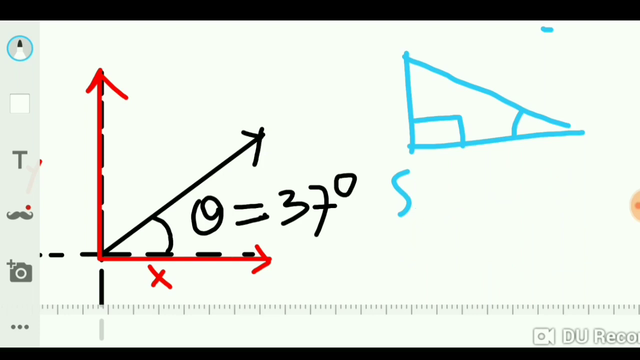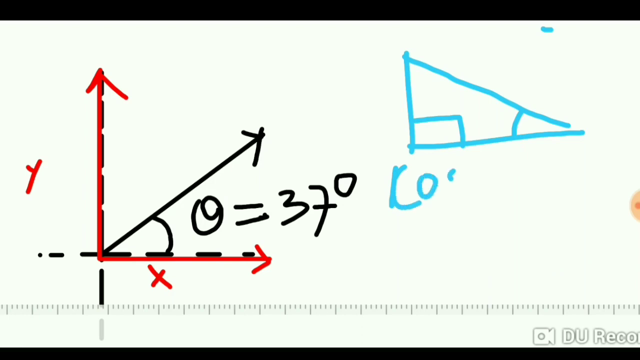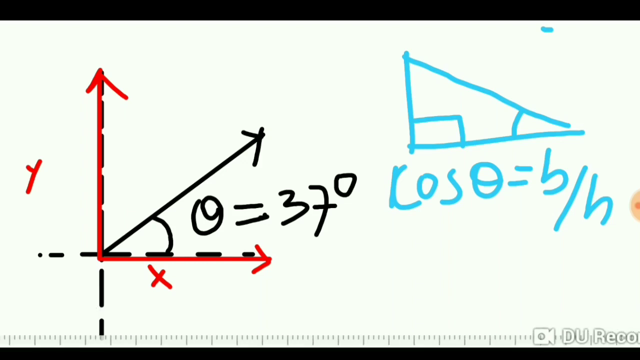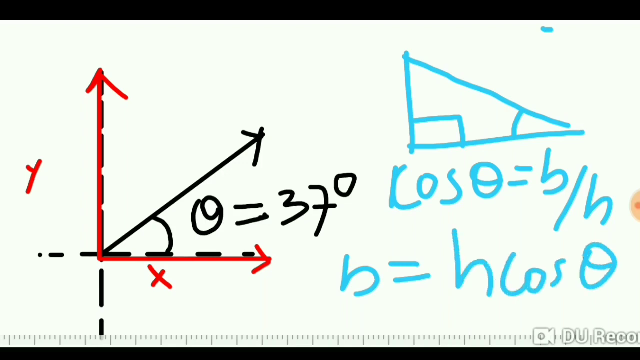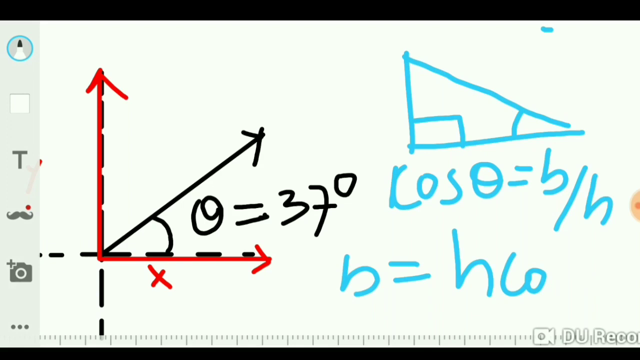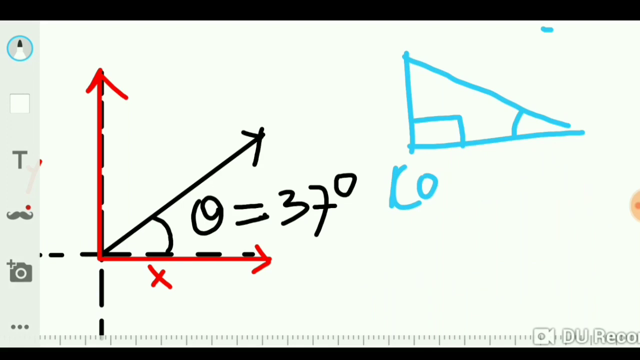But that was the y component, as you all know. The perpendicular is the y component. Now let's say we need to take out the x component. What to do? We all know that cos theta is base by hypotenuse. So that means the base, which is the x component of this, is h cos theta, right?